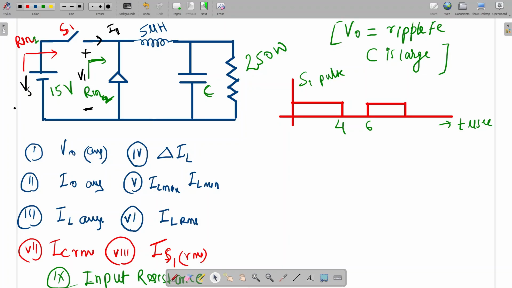Here, all these things we have to calculate, one by one. First, what will be the average voltage? This is the switching pulse for the switch S1. One cycle is 6 microsecond and the on time is how much? 4 microsecond. So can anyone tell what will be the output voltage here? It's very simple.